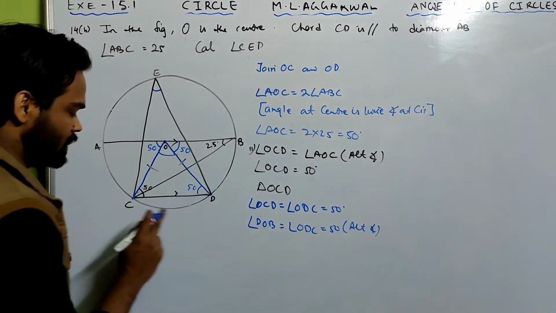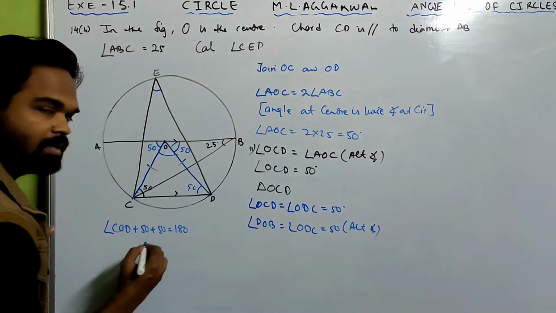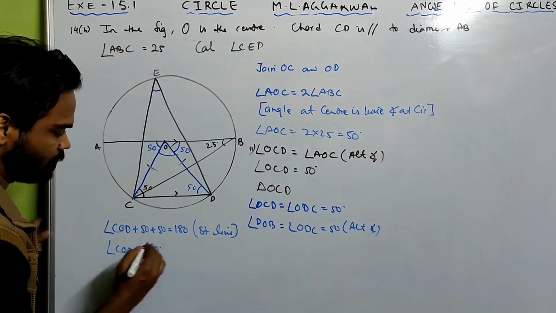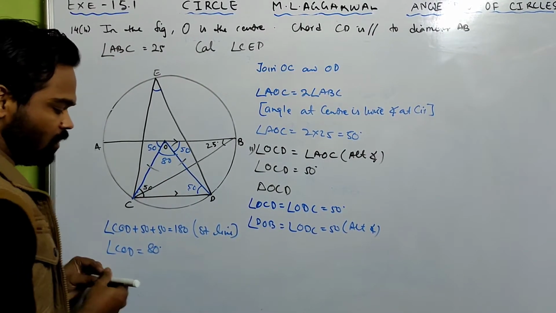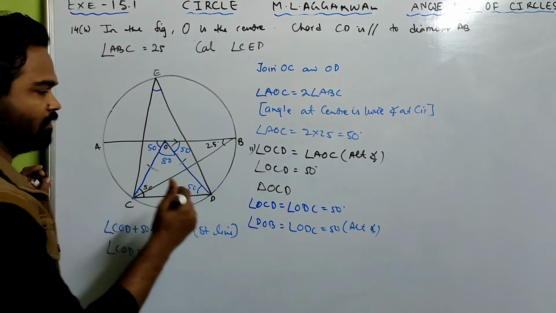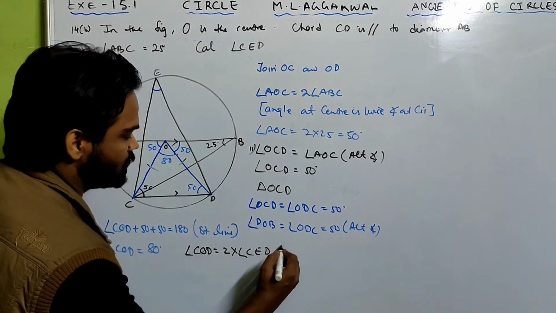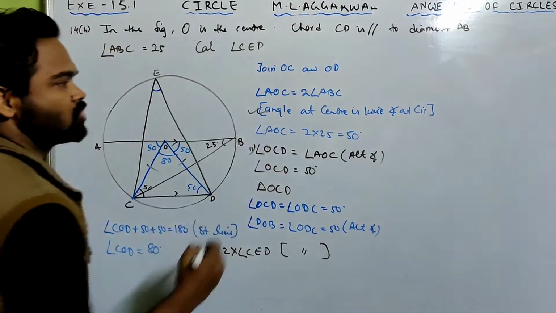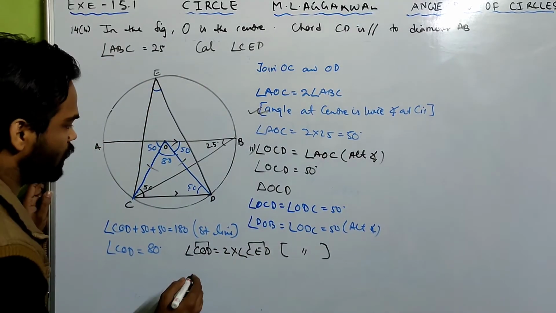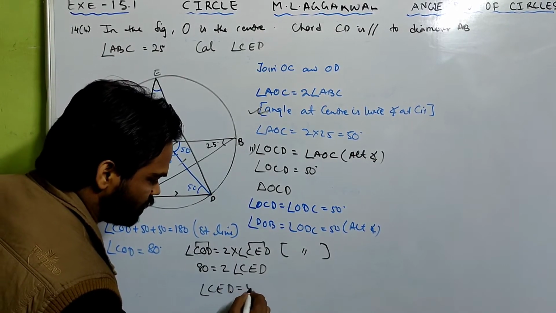Now once you got these two angles, we can easily get this angle. All these three angles add to give 180. So angle COD plus 50 plus 50 is equal to 180. Straight line, isn't it? Which means angle COD is 80 degrees. Now look carefully. Angle COD is nothing but twice of CED. Angle at the center is double the angle at circumference. So angle COD is twice angle CED. See, CD, the arc is same. Now, angle COD is 80 equals twice angle CED, which means CED will be 40 degrees.